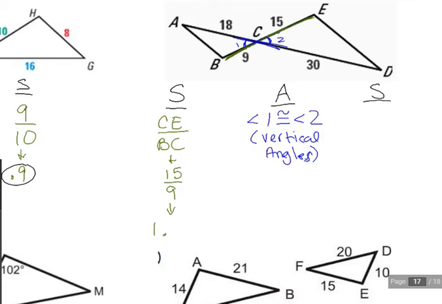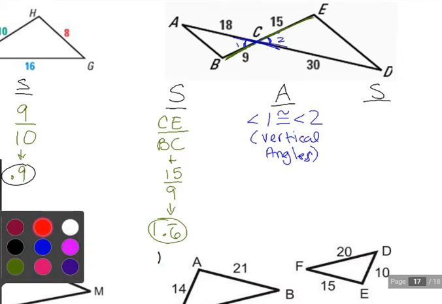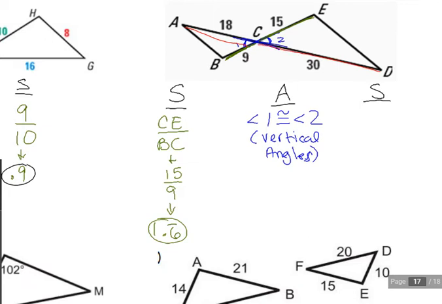All right, so we have to follow suit. And so we have these two sides are definitely going to be corresponding, but we're going to take large over small. So CD over AC. Let's substitute in some values. That's going to be 30 over 18. So 30 divided by 18, 1.6 repeating.